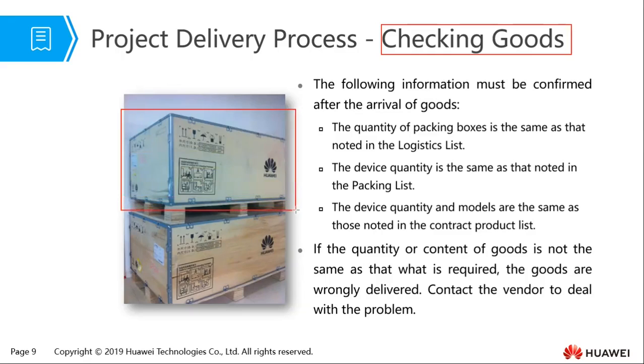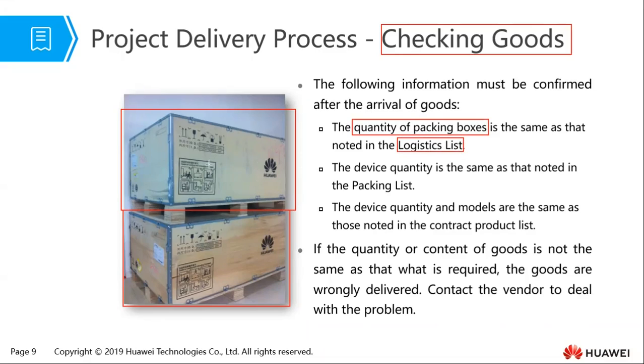So normally, this is how it looks like. This is how it's packaged. So that is, for example, one box, and this is another one. So when you import, this is how really they pack it. So the following information must be confirmed after the arrival of goods. For example, you must confirm the quantity of packing boxes. So for example, here we have 2 packing boxes. This is the first one, this is the second one in the logistics list.